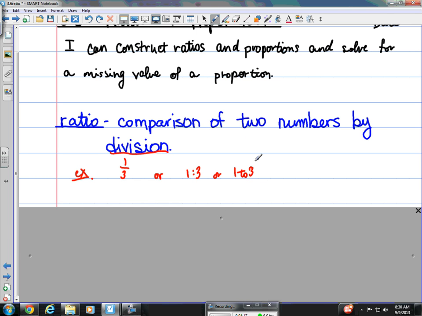And one big thing we always want to make sure with ratios is, if you notice 1 over 3, 1 can't be divided by 3 evenly. So this is its simplest form. So we always want our ratios to be in simplest form. So we're going to simplify our ratios.